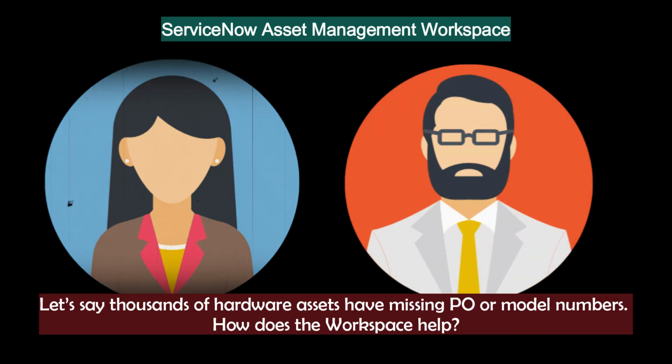Imagine you have thousands of hardware assets, missing purchase orders or model details. How does the new workspace help you detect and fix those gaps automatically? Sure, let me tell you. In this case, the hardware asset overview surfaces such data gaps automatically. You will see discrepancies like missing model, manufacturer, or PO in the dashboard. This helps asset teams prioritize cleanup activities as well. So the goal is to improve CMDB accuracy, asset lifecycle tracking, and downstream reporting consistency.